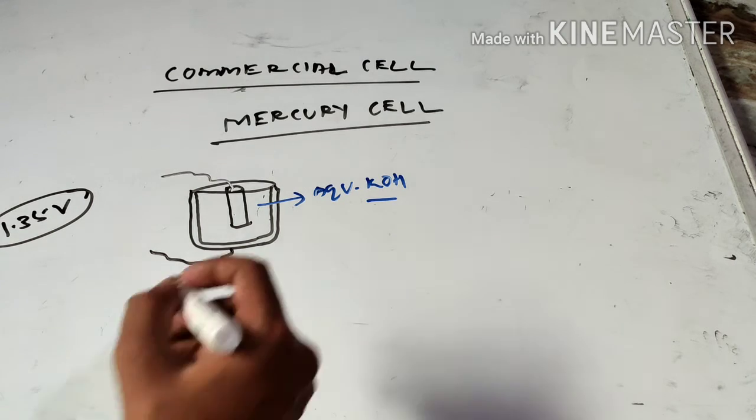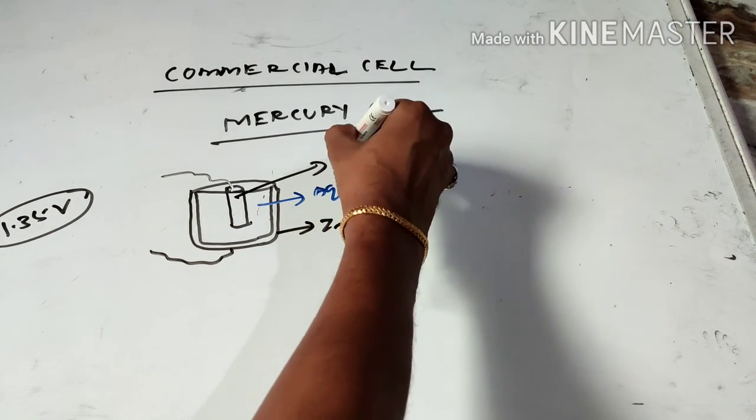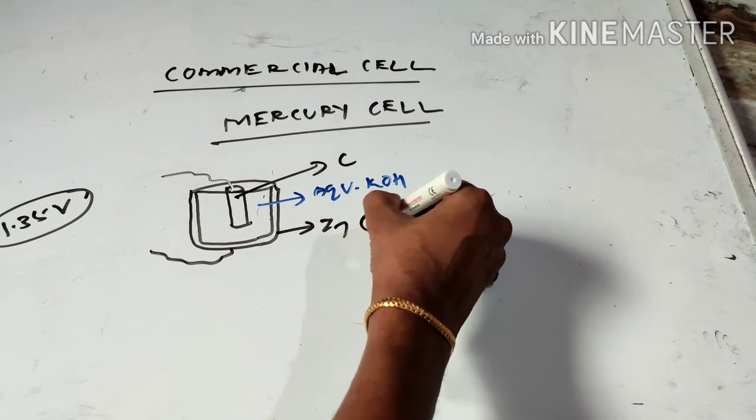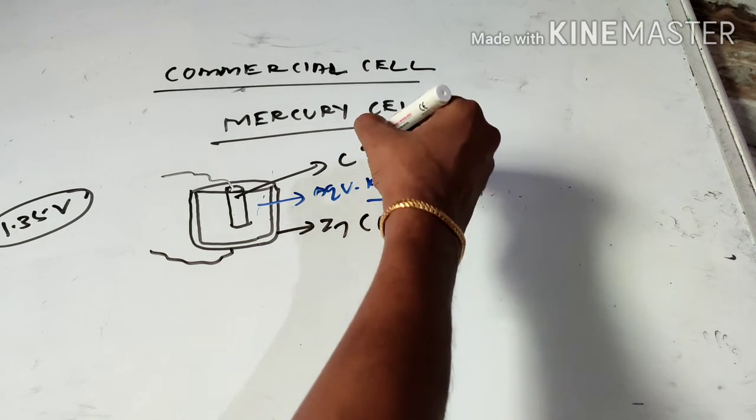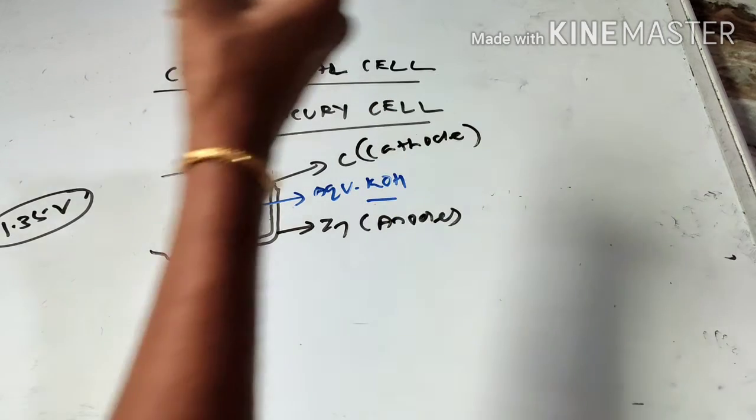So how does it function? Here again it is a zinc cylinder. This is the carbon rod. The zinc acts as the anode, and it is the negative charge, and the carbon rod acts as the cathode, and it is the positive charge.